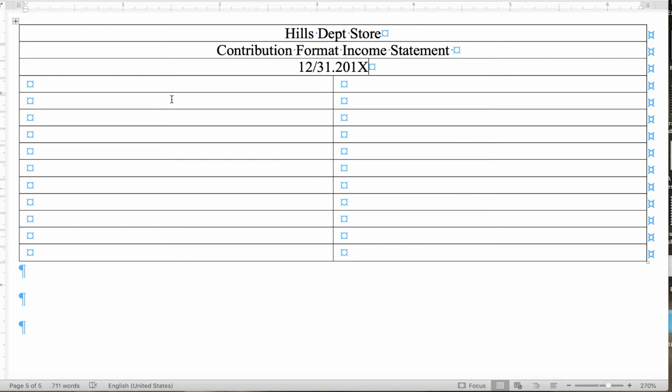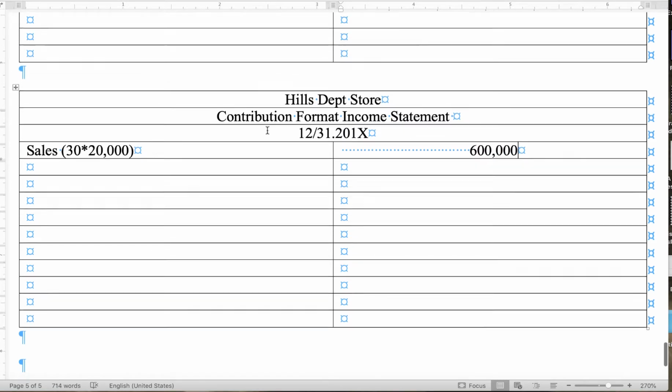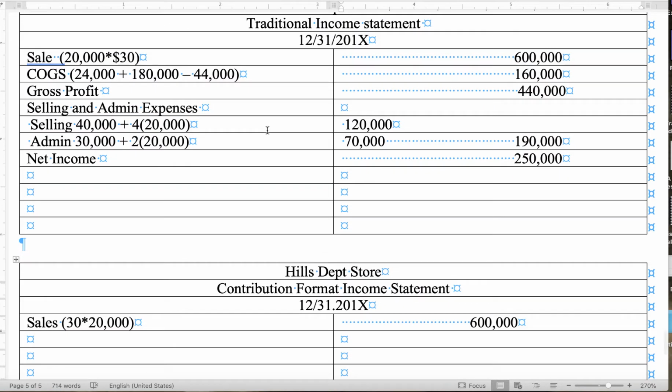Okay, so it starts with sales, right? I already know what my sales are, right? $30 times 20,000 units. It's still going to be $600,000, right? There's no difference. Okay.